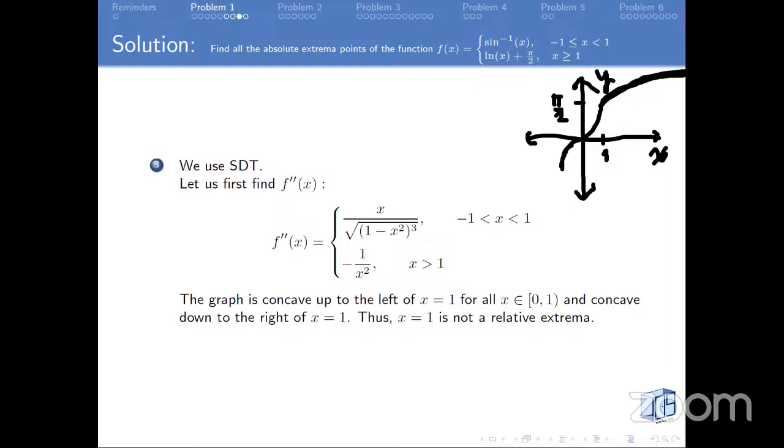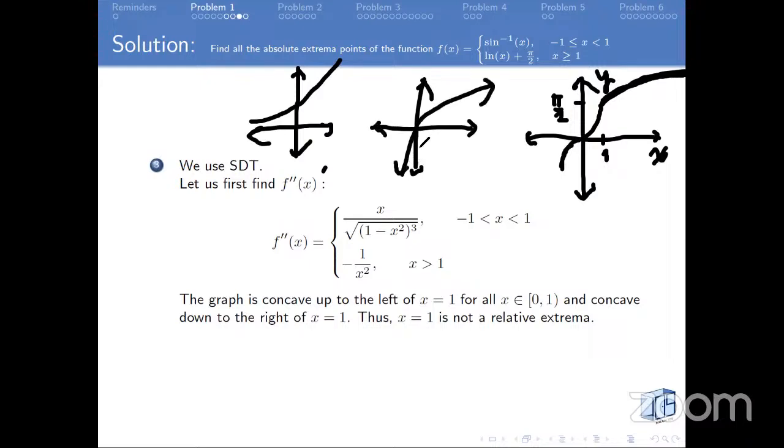Yung ln of x. Tandaan nyo na pag ganito yung exponential, pero yung logarithmic ay pag ganun naman. So kaya naging concave down yung nakuha natin sa open interval na 1 to infinity. So yun lang, additional info lang.